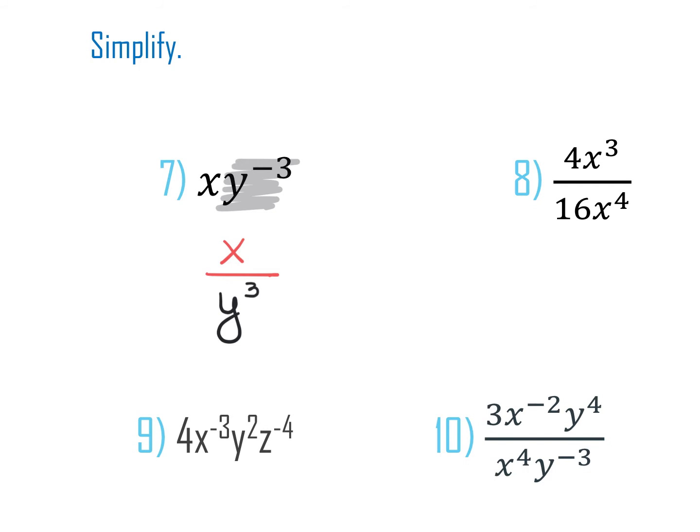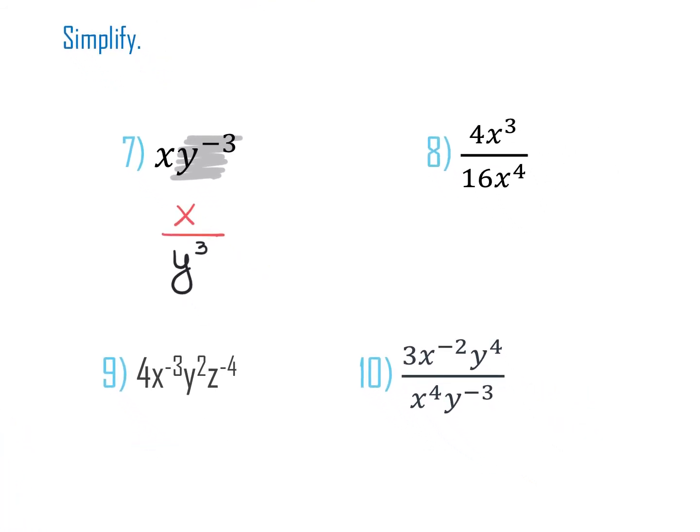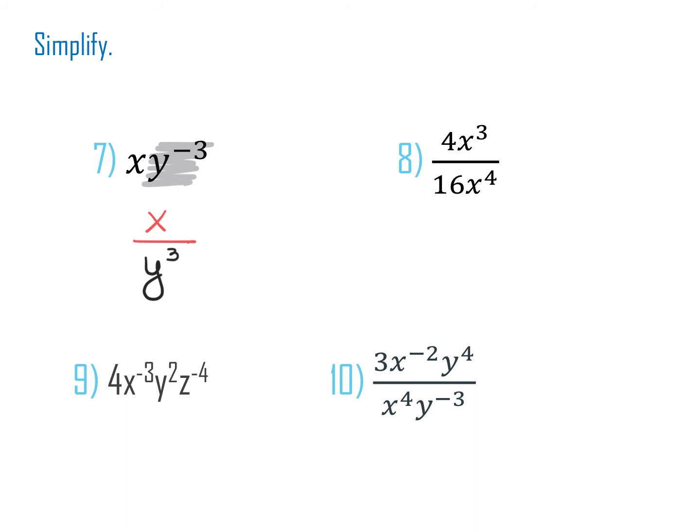Number 8, this is where we're going to just simplify the fraction. So we could simplify the 4 over 16. That's going to simplify to 1 over 4. And for the variable portion, the bases are both x, so I subtract the exponents.